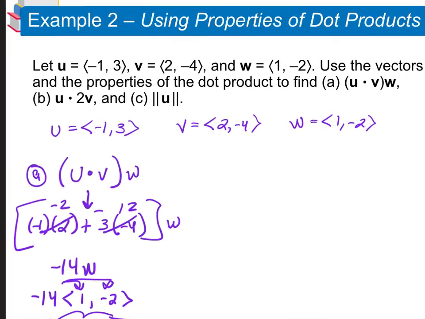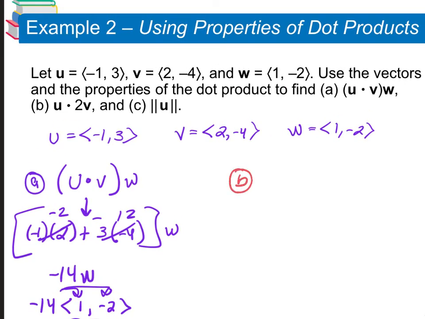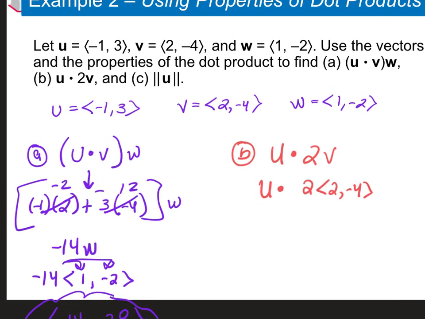Thank you. All right, let's look at B. I'm going to write down the question for B. It says U dot product 2V. Okay, so let's just think for a second. What am I going to do first? I'm going to distribute the 2 into V, and then I'm going to find the dot product. You guys with me? Okay, so I have my U dot product 2, and then I have V is 2, -4. Agreed? Yeah. Okay, so I'm still going to keep the U in the dot product there. 2 times 2 is 4, and 2 times -4 is?